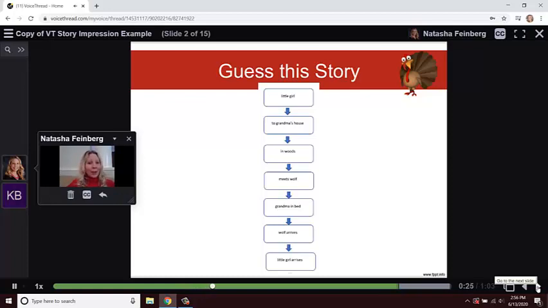And in your mind, I want you thinking, what could this story be? So we have a little girl, to grandma's house, in woods, meets wolf, grandma in bed, wolf arrives, little girl arrives. Did you figure out what story it is? Take a moment to hover your cursor at the bottom of this screen and record your answer. Tell me, which story does this story impression go with?